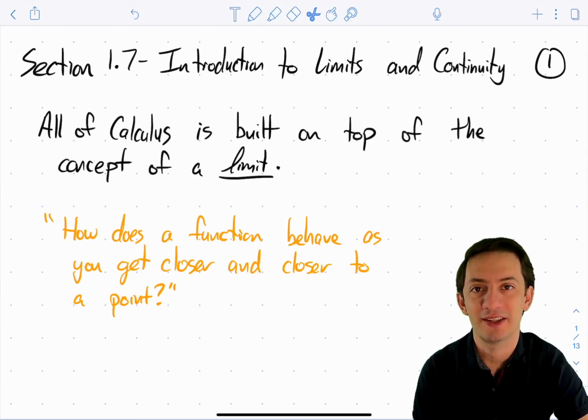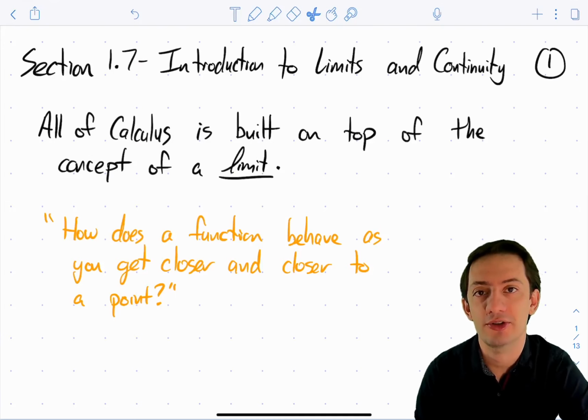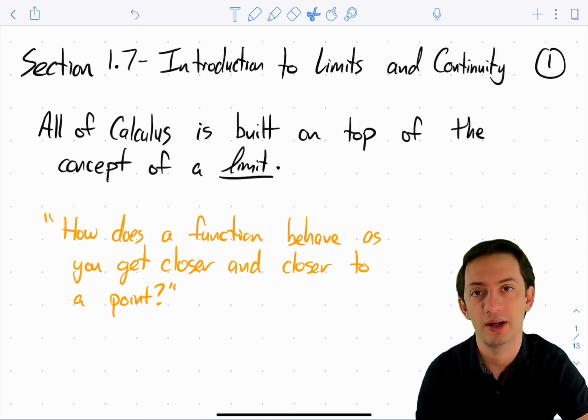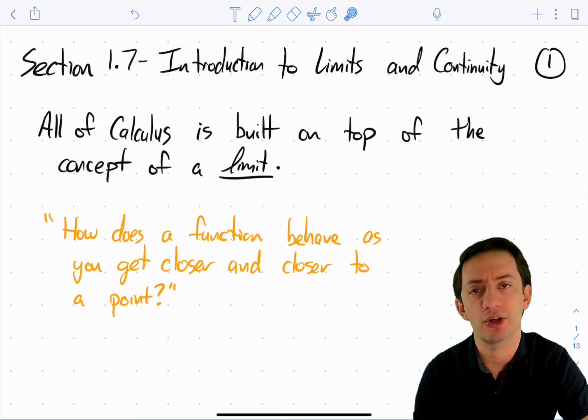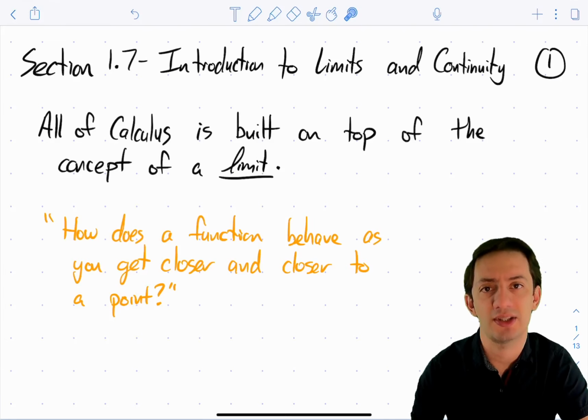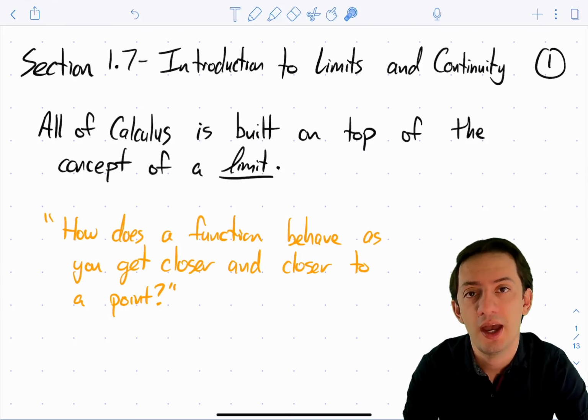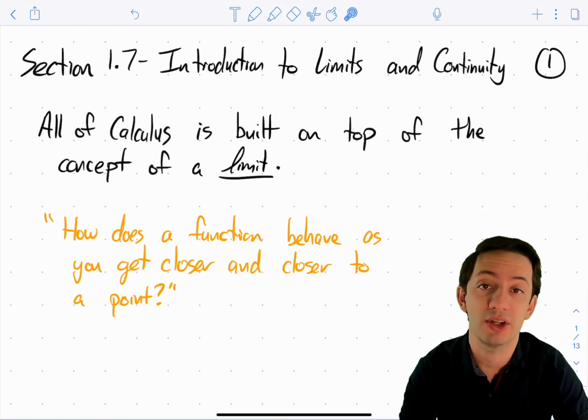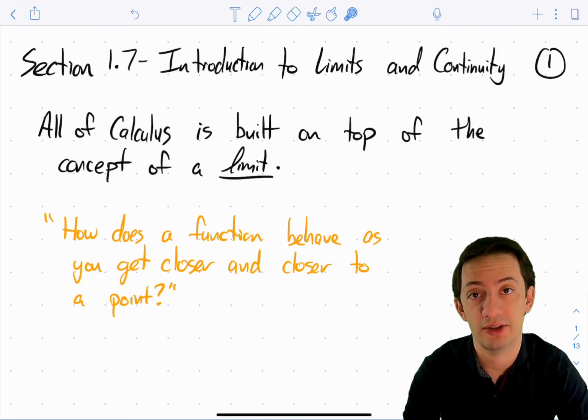Hi everyone. Today we are in section 1.7, which is called Introduction to Limits and Continuity. Now this is the first of 3 sections in a row that we'll talk about that involve the topic of limits. They are 3 fairly short sections, but they give us a lot of information about this concept, and this concept is really the foundation on which all of the rest of calculus is built.